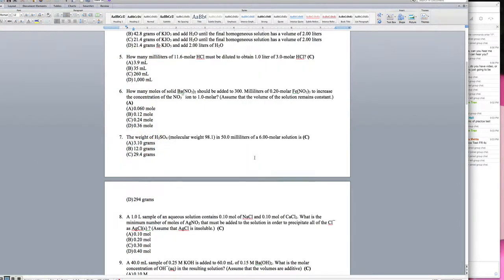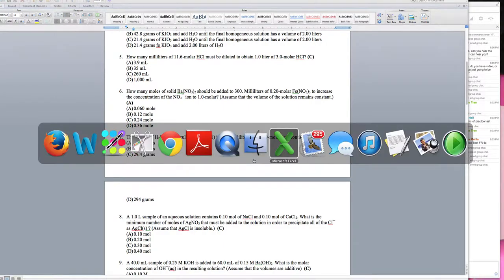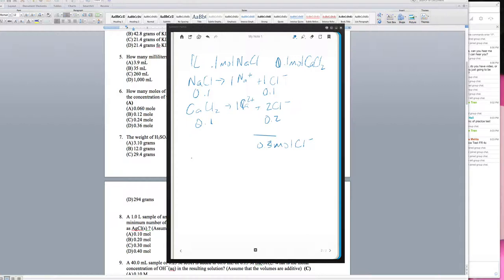So then they want to know how much of the AgNO3. And when we have AgNO3, that dissociates, we get 1 mole of the Ag+, and we get 1 of the NO3-. So what that means is, and of course, Ag+ plus Cl- gives us AgCl. So if we have 0.3 moles of the Cl-, we only need 0.3 moles of the Ag+, and that's a 1-to-1 ratio, so that's 0.3 here. So your answer is C.